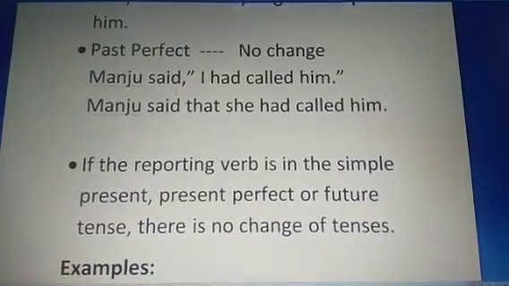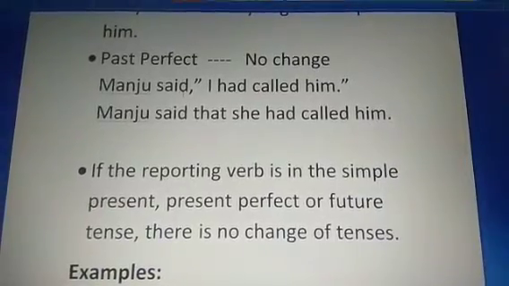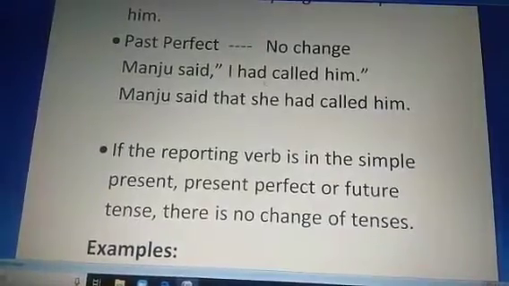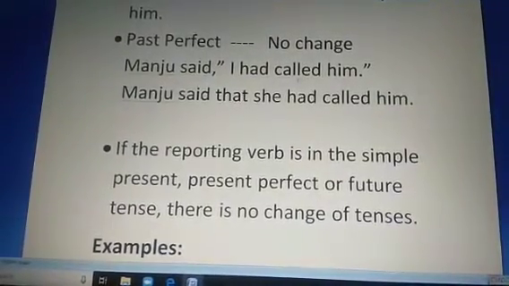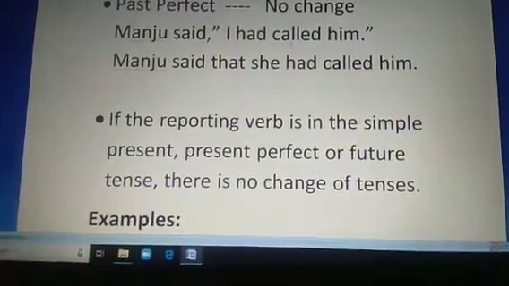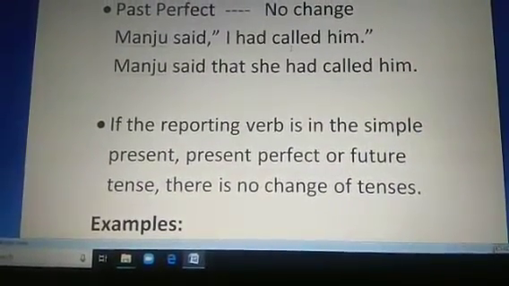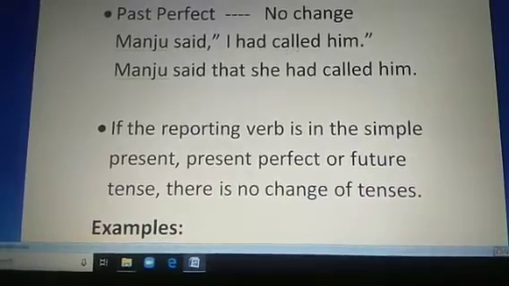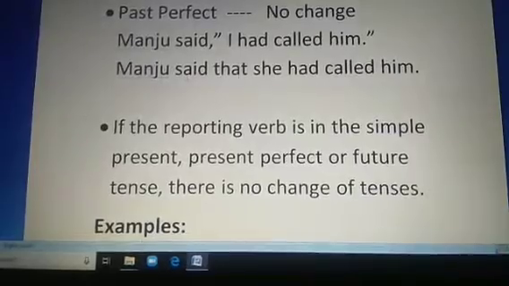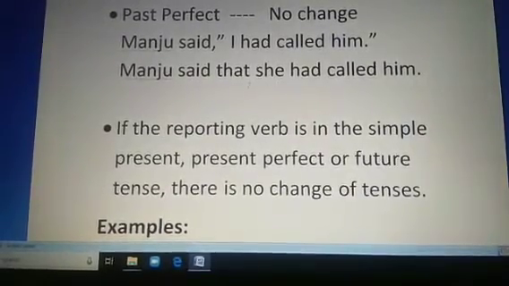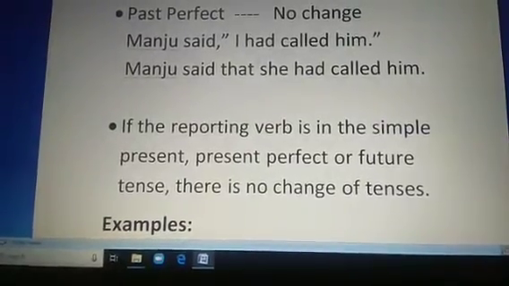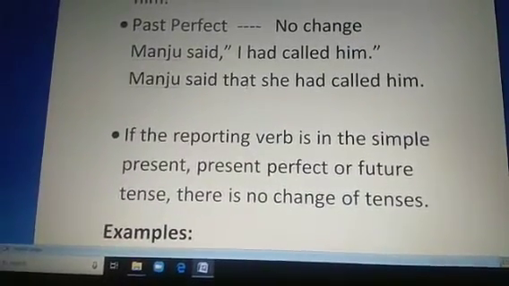And even if the reporting verb is in past tense and the tense of the reported speech is in past perfect tense, there will be no change in the tense of the reported speech, because this one is another very important rule. And when this direct speech is changed into indirect speech, the sentence goes like, Manju said that she had called him. There is only one change, and that is the change in pronoun. And obviously, there is use of that conjunction.